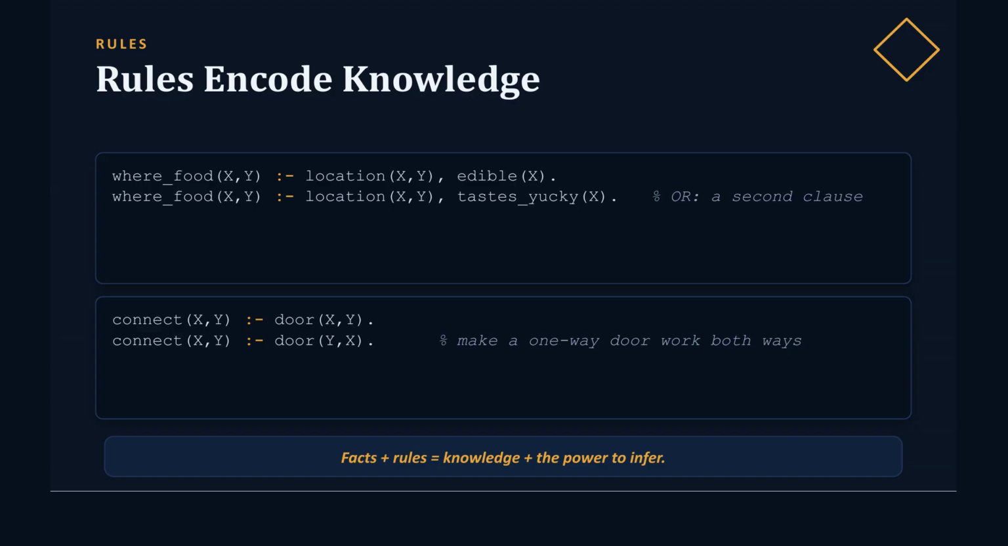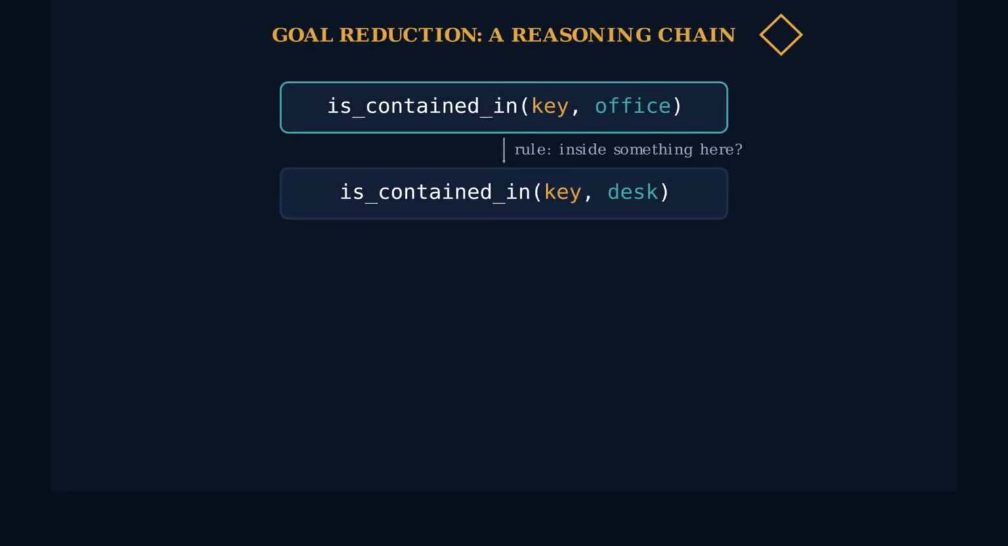Notice the pattern, a predicate with several clauses is simply a logical or, and the engine tries each clause in turn. Now watch the inference engine reason.